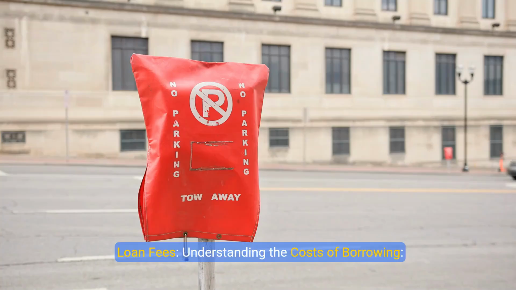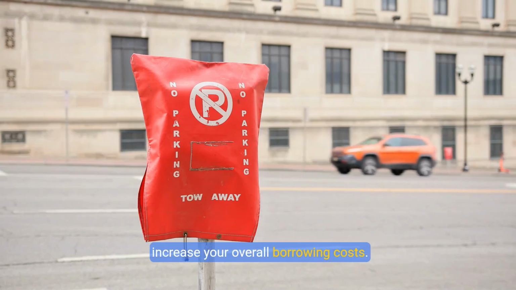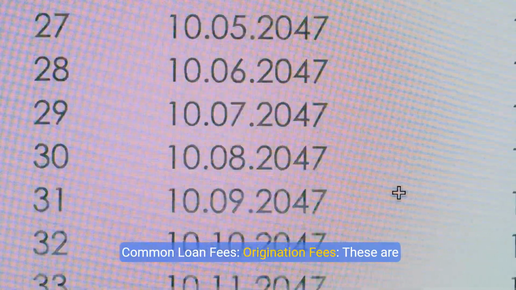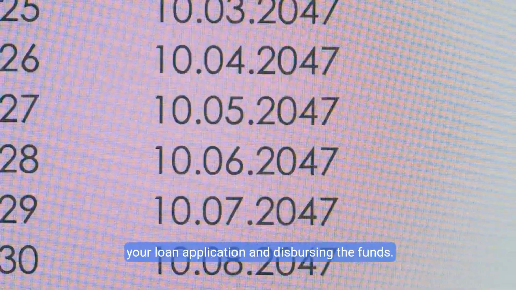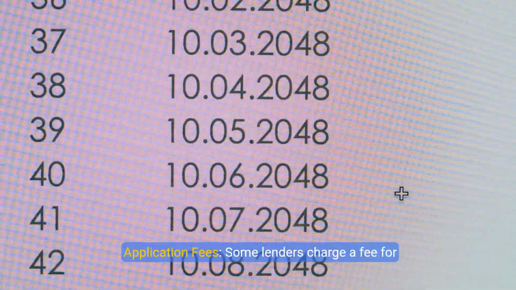3. Loan fees. Understanding the costs of borrowing. Lenders often charge various fees associated with loan origination, processing, or servicing. These fees can add to your total loan balance and increase your overall borrowing costs. Common loan fees. Origination fees. These are upfront charges assessed by lenders for processing your loan application and dispersing the funds. They are typically expressed as a percentage of the loan amount.